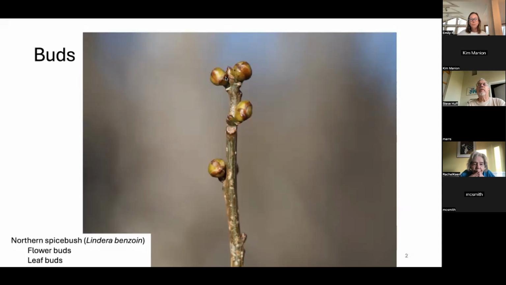So on these we have different buds for different parts of the plant. In this one, we have flower buds that are usually bigger and probably more, they shouldn't be more numerous than leaf buds, but sometimes that happens. And then in the middle, we have these tiny little leaf buds. In this instance, we have two different types of buds on one plant.